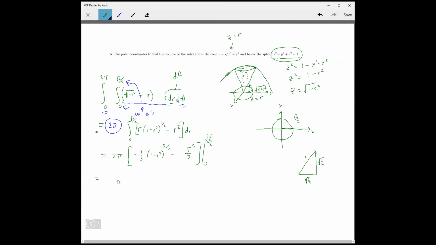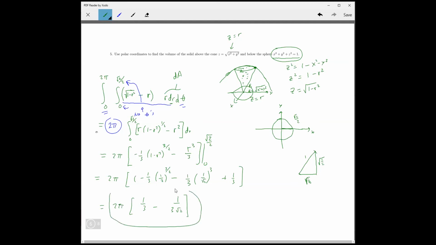Okay, and that simplifies, if you plug all that in, well, let's see, that's going to be 2π times -1/3 times (1/2)^(3/2), minus 1/3 times 1 over root 2 cubed, plus 1/3. Okay, so that simplifies down to something like that. Hopefully that's the right answer.